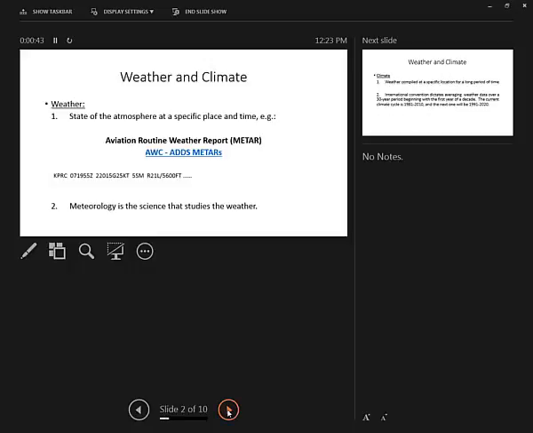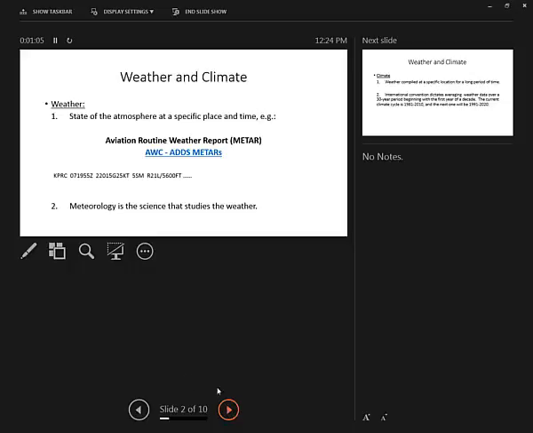What we're going to talk about today is what's the difference between weather and climate. First off, weather. As you can see from number 1 here, it is the state of the atmosphere at a specific time and place. And one of thousands of examples of this would be something called the Aviation Routine Weather Report, or what we call METAR.